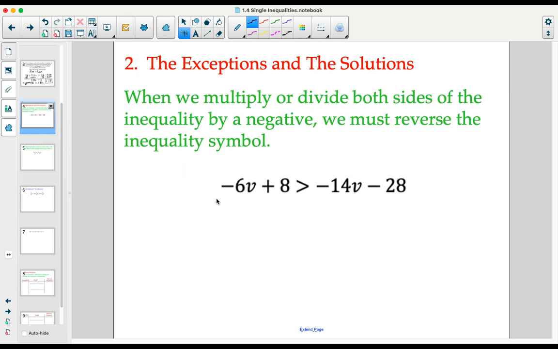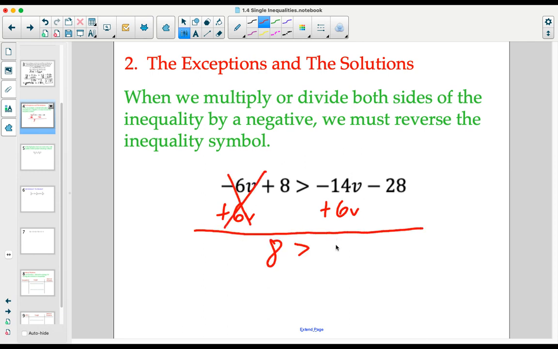So as I suggested, let's try this example again, but this time we're going to go the other direction. And I'm going to move the 6v over to the right. When I move the 6v over to the right, I end up with the 8, and I end up with negative 8v minus 28. Still solving, I'm going to add 28 over to the 8 to get 36. I'm going to end up with 36 is greater than negative 8v.